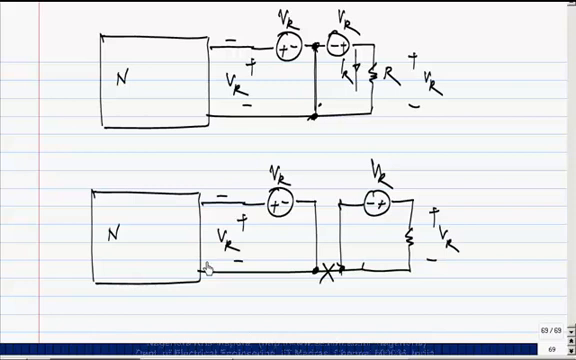Actually, that's an interesting question. So, what do you think? If I have a circuit with independent voltage sources and current sources and resistors, can I replace, let's say, one of the voltage sources with a resistor? No? Why?